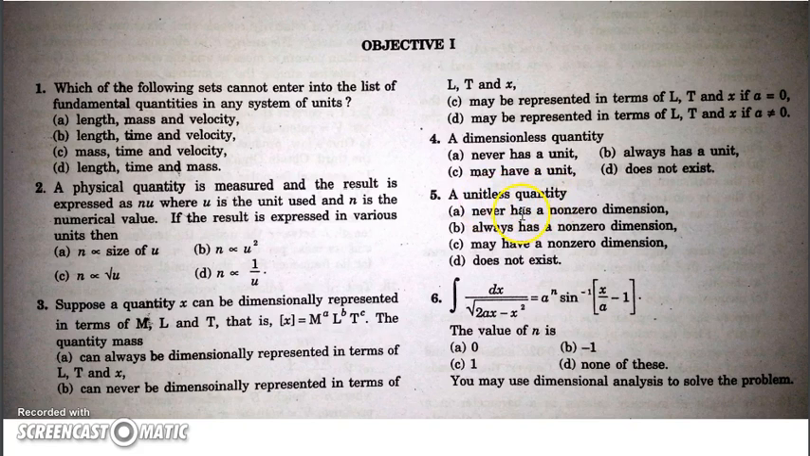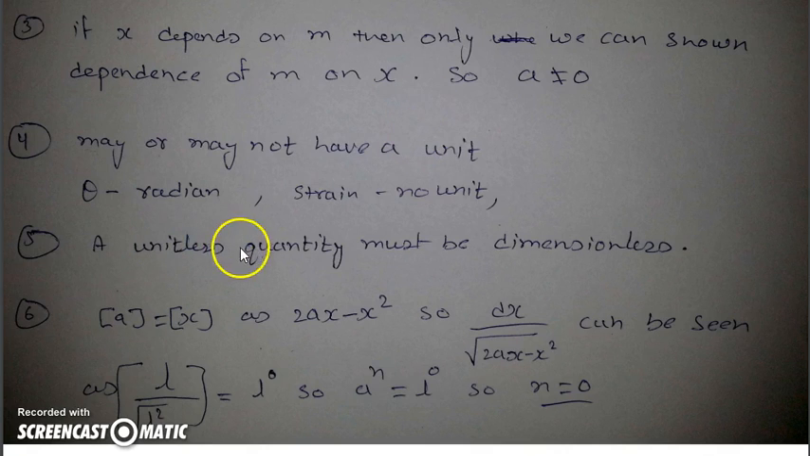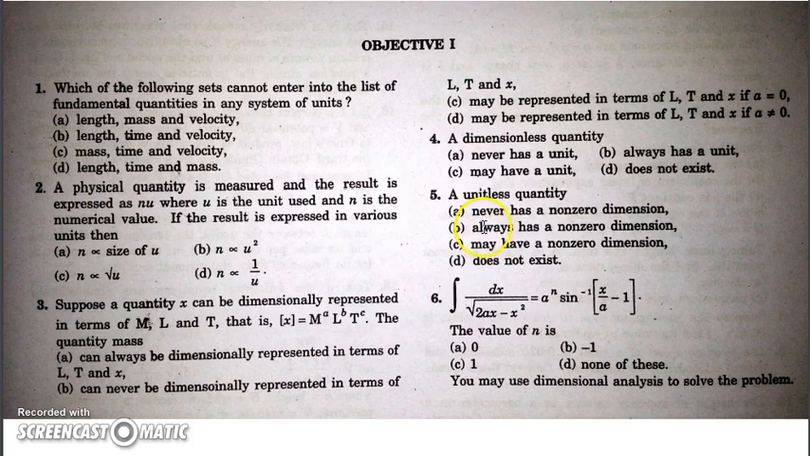A unitless quantity never has a non-zero dimension. A unitless quantity cannot have dimensions because it has no unit. If it had dimension, then it must have units. So we can say a unitless quantity must be dimensionless. It never has a non-zero dimension. So we'll go with A. A unitless quantity can never have non-zero dimensions.